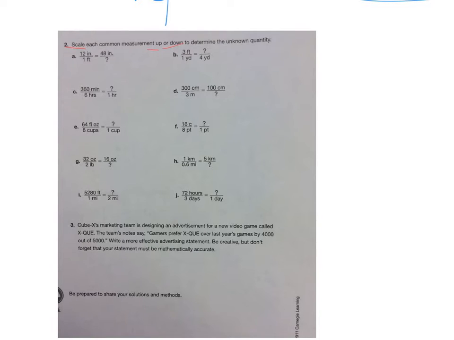There's two ways you can actually do this. One, you can scale it up or down. So like D, you can scale down. Let's say 300 divided by what equals 100? Well, that's by 3. So you do 3 divided by 3, and you're going to get 1. So it's 100 centimeters over 1 in this proportion, scaling down.